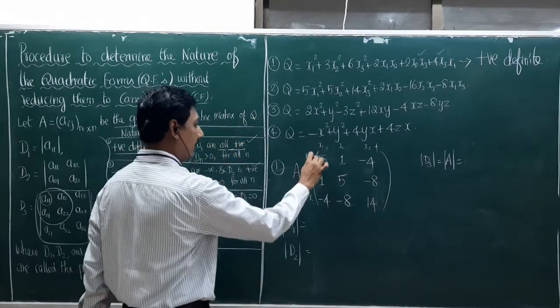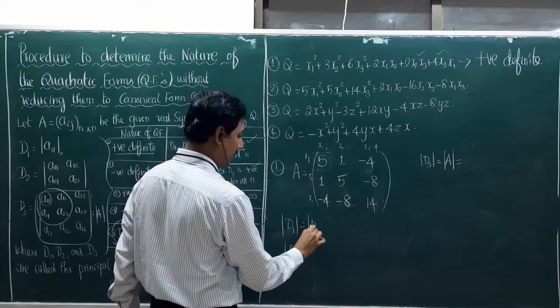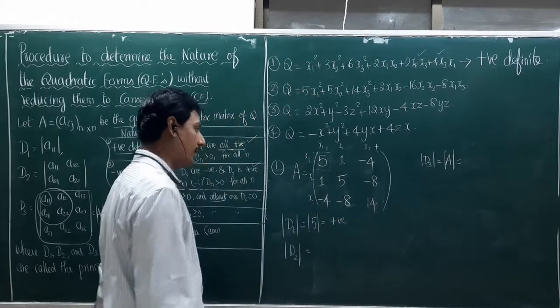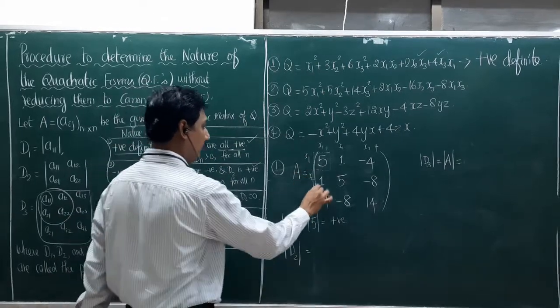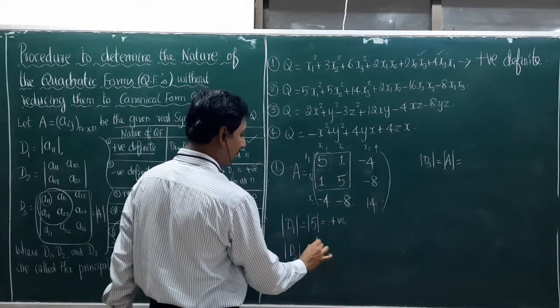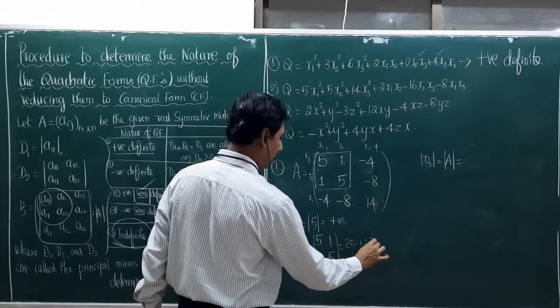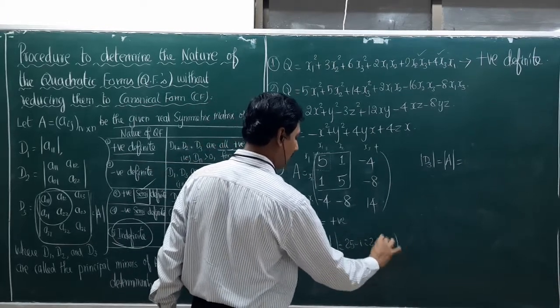Now find d1. d1 is the first one. So the determinant of 5. So 5 is positive, so we don't bother about it. What about d2? d2 is the extension of this one. So it is 5, 1, 1, 5. So once again it is 25 minus 1, which is equal to 24. This is also positive. So we get 2 positive.